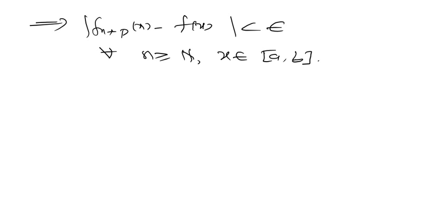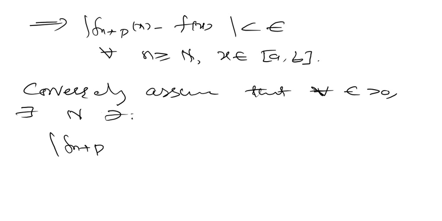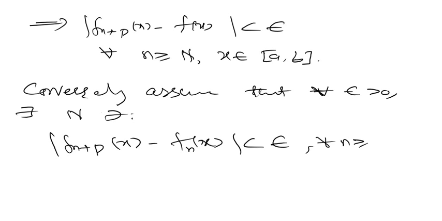So that proves the necessary part. Now we prove its sufficiency. Conversely, assume that for all epsilon positive there exists an integer N such that |f_{n+p}(x) - f_n(x)| is less than epsilon for all n greater or equal to capital N, and x belongs to the interval ab.